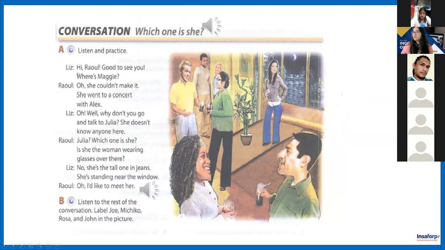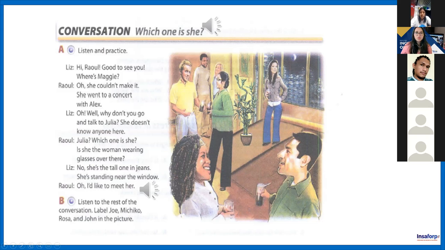Page 61, exercise 8, conversation. Which one is she? Part A, listen and practice. Hi, Raul, good to see you. Where's Maggie? Oh, she couldn't make it. She went to a concert with Alex. Oh, well, why don't you go and talk to Julia? She doesn't know anyone here. Julia? Which one is she? Is she the woman wearing glasses over there? No, she's the tall one in jeans. She's standing near the window. Oh, I'd like to meet her.